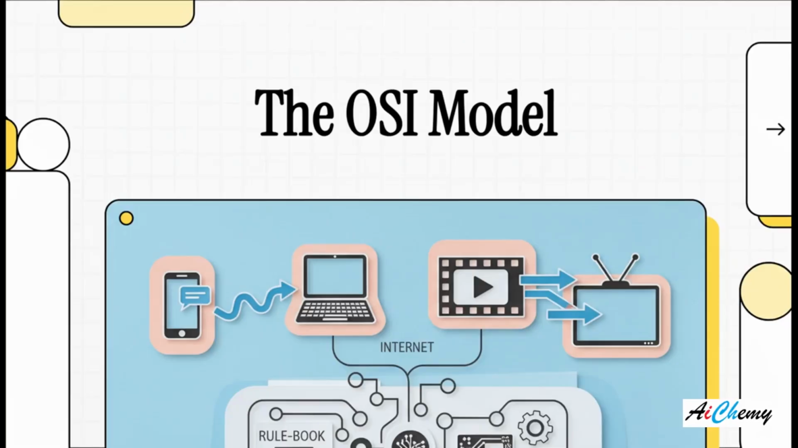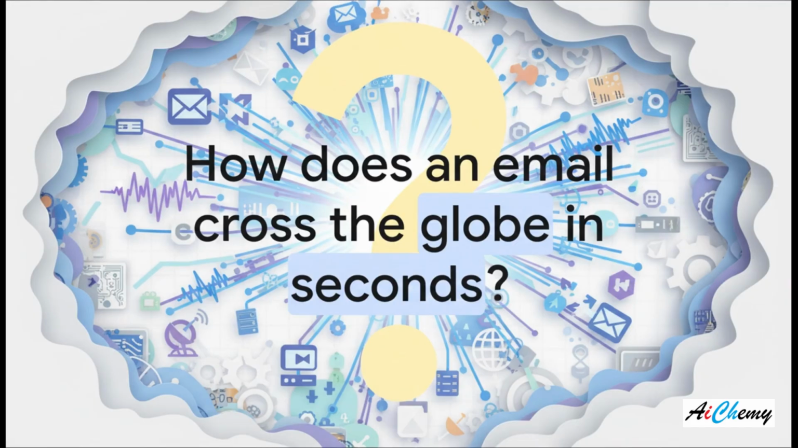Welcome to The Explainer. Today, we're going to pull back the curtain on the hidden rulebook that makes our entire digital world tick, from sending a simple message to streaming an entire movie. I mean, it feels like magic, right? One second you hit send, and the next it's on the other side of the planet.